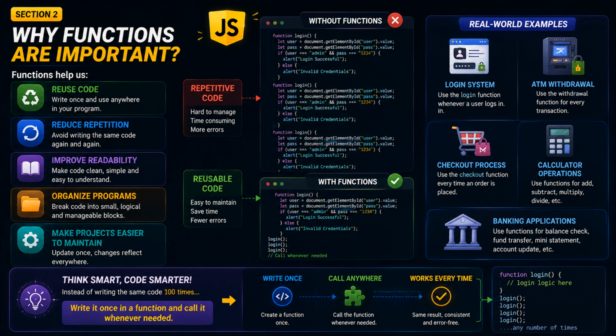Section 2. Why functions are important. Functions help us reuse code, reduce repetition, improve readability, organize programs, and make projects easier to maintain. Imagine writing login code 100 times. Instead, write it once inside a function and call it whenever needed.